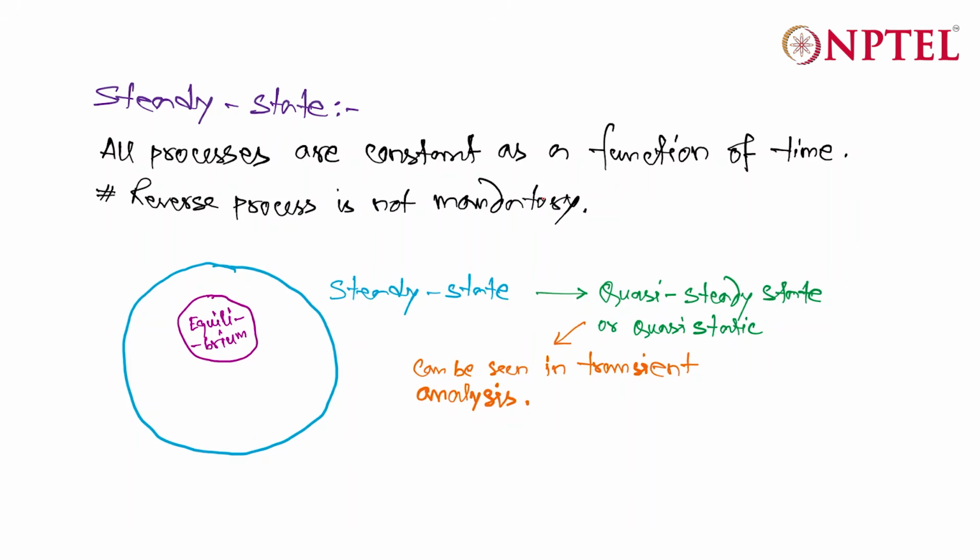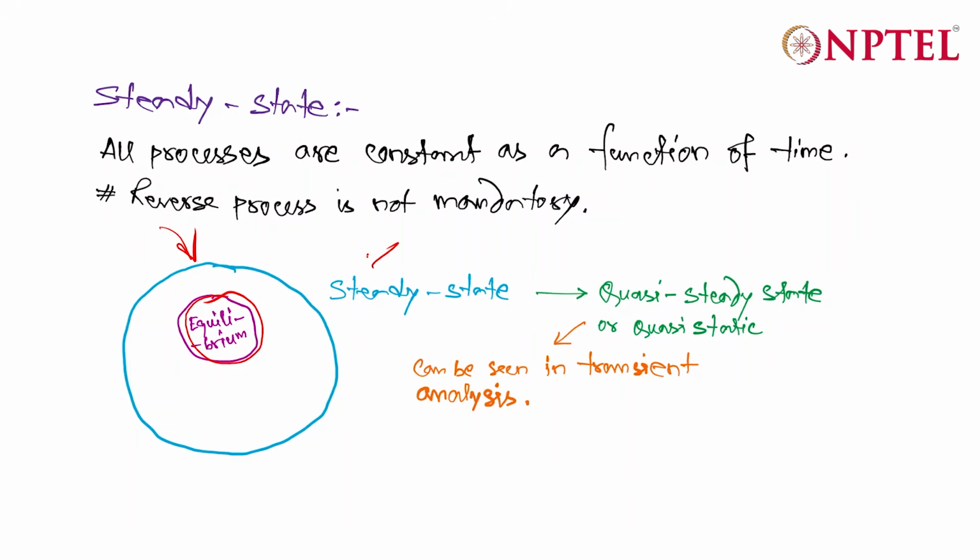The next concept is steady state. Many a time people think equilibrium and steady state are the same, but they are not actually the same. In case of steady state, all the processes are constant as a function of time. So with time, processes should be constant. In this case, a reverse process is not mandatory, but all the processes should be constant. So if you look at equilibrium and steady state, it's something like that. Equilibrium is a subset of steady state.